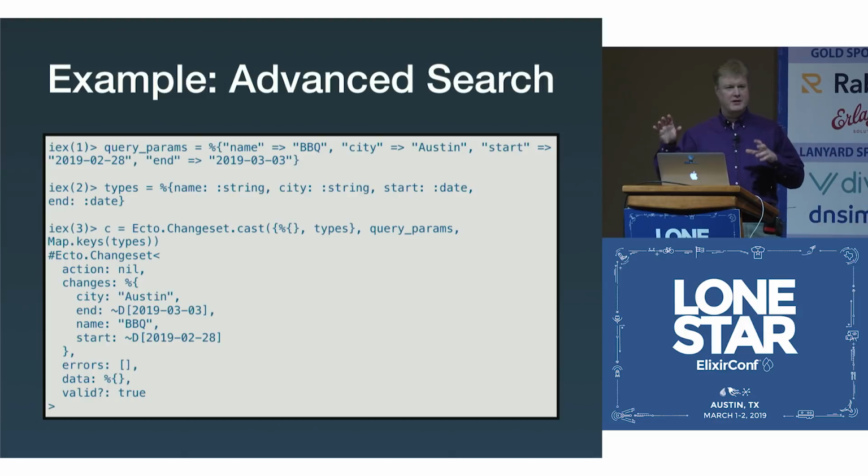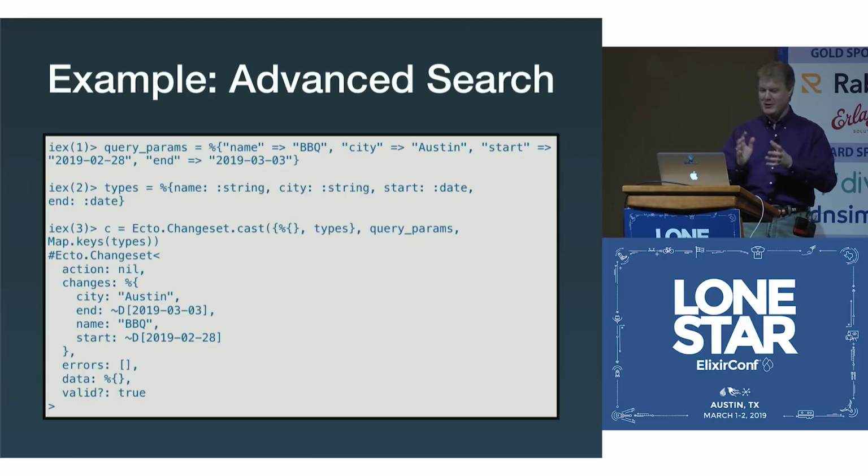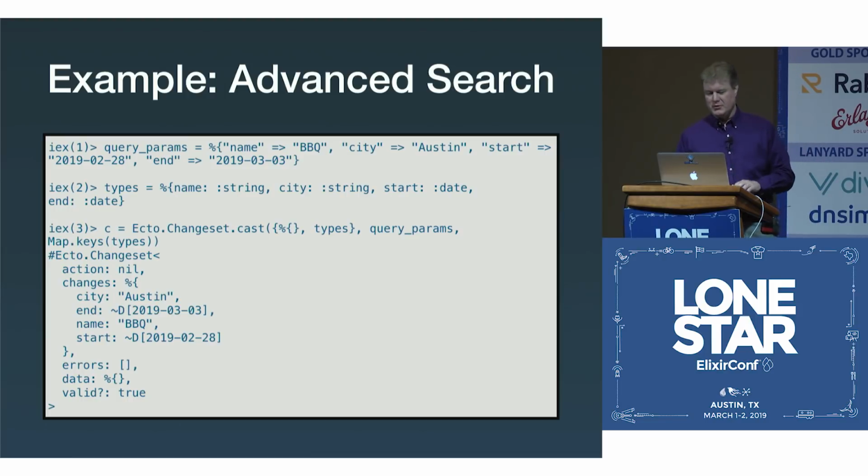So I got query params here that might be the types of things we allow searching for. Okay, barbecue is a competitive sport in Texas, so maybe people want to search for barbecue tickets, right? So we have name, city. We've got start and end, which I've cleverly made an ISO formatted date string.